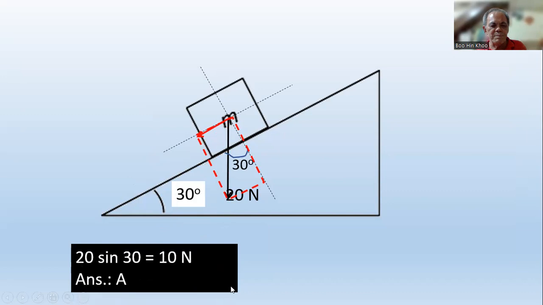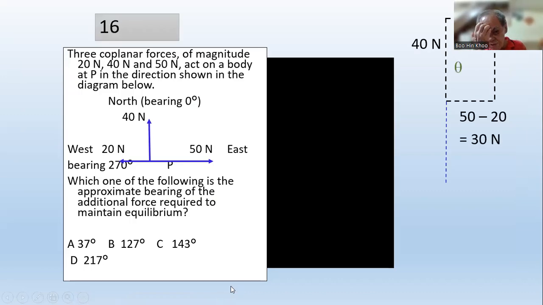Okay, it's just a repeat. I will go at this one. Three coplanar forces of magnitude 20, 40, 50 are shown in the diagram below. North is the north, bearing 0 degrees. Which one of the following is the approximate bearing of the force required to maintain equilibrium?